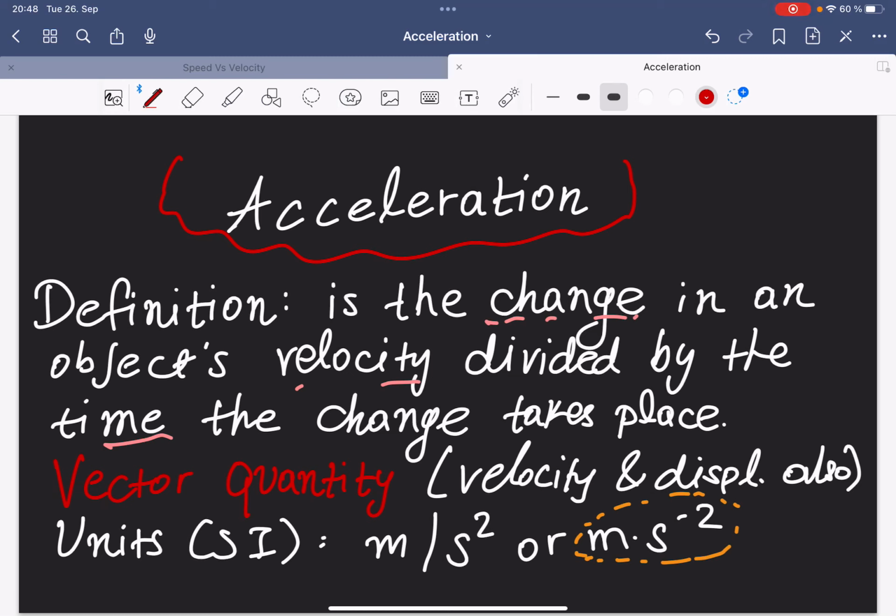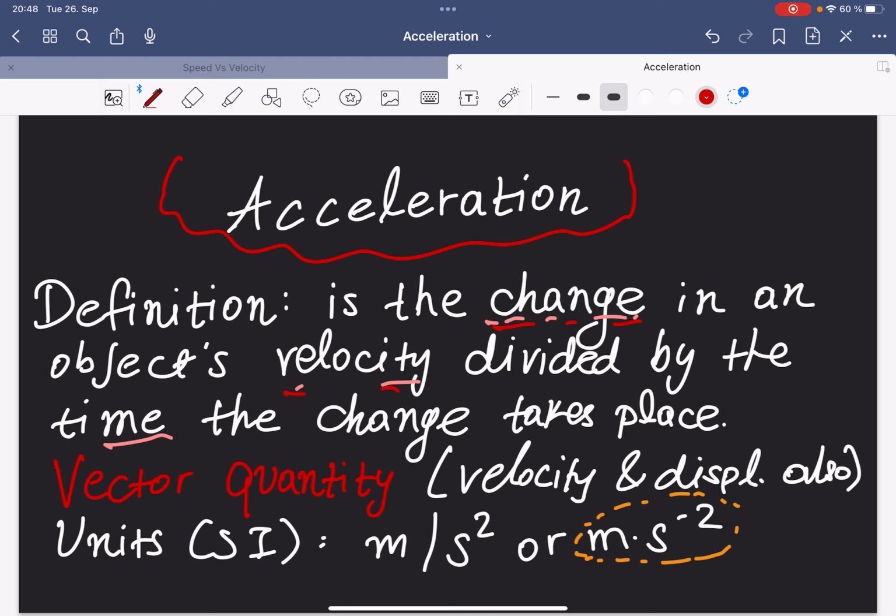In this video, we will be discussing the concept of acceleration. In the previous two, we talked about the differences between distance and displacement, and also speed and velocity. Now, in physics, we define acceleration as the change in an object's velocity divided by the time the change takes place. It is a vector quantity.